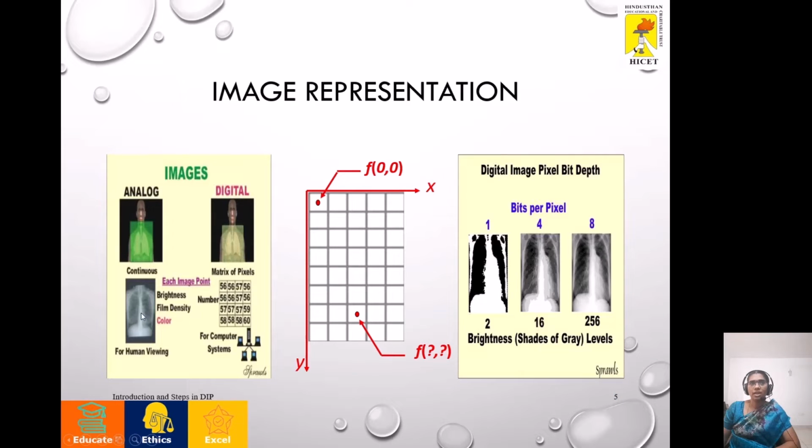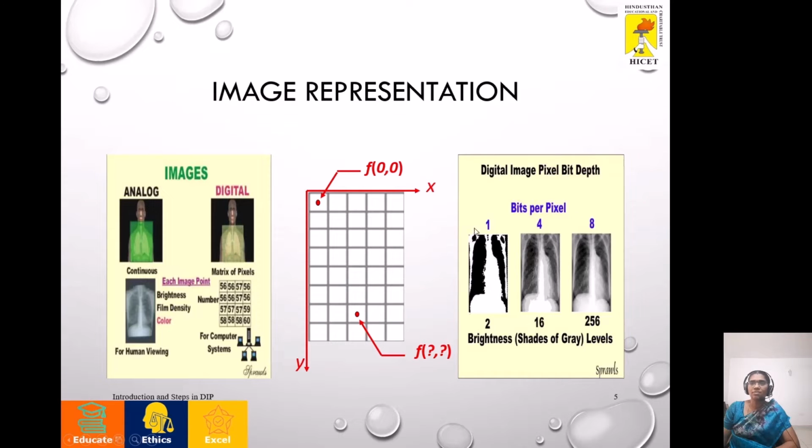The image can be analog for human viewing. It can be digital only if it is represented as a matrix of pixels, so that it can be understood by the computer system. So the brightness level is represented by the pixel here, which is the array of pixels. The image can be represented as the array of pixels starting from f(0,0), f(0,1), f(0,2), f(0,3), f(0,4). Likewise, it can have m number of columns and n number of rows.